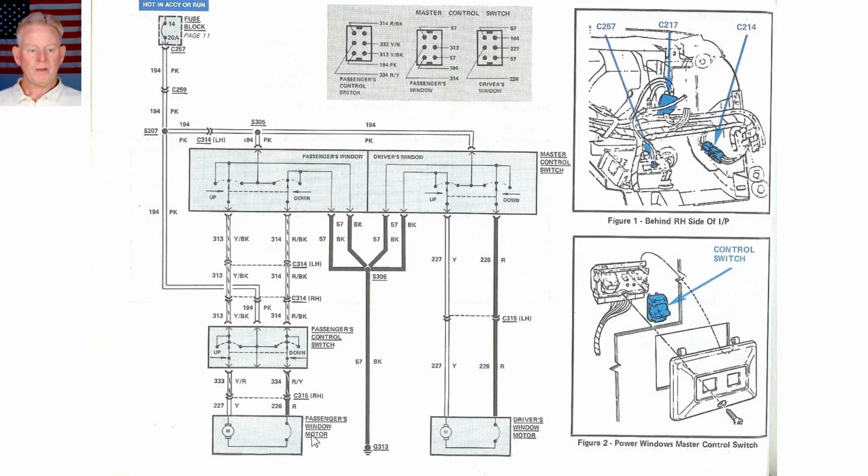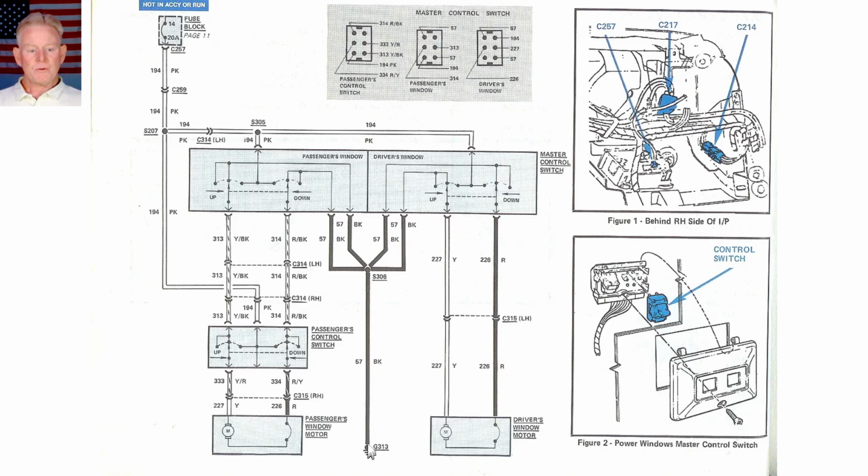And remember, we're saying that it works fine with the passenger control switch, but it only goes down when you use the master control switch, right? The one on the driver's door is the master because it has at least two switches on it, right? The one for the driver's window, but also the passenger window. So we call that the master control switch.